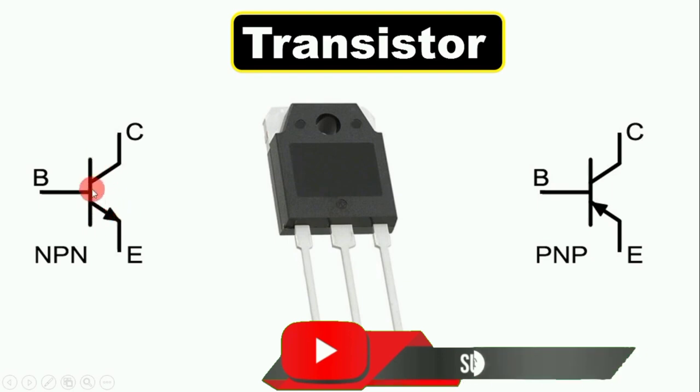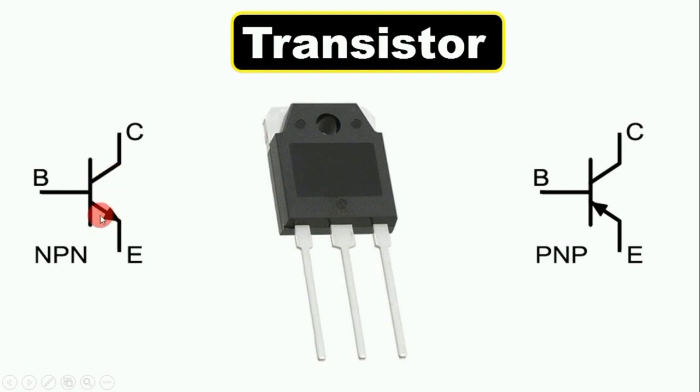If the direction of the arrow on this symbol is outwards, then this will be our NPN transistor. And if this arrow is inwards, then this will be our PNP transistor.